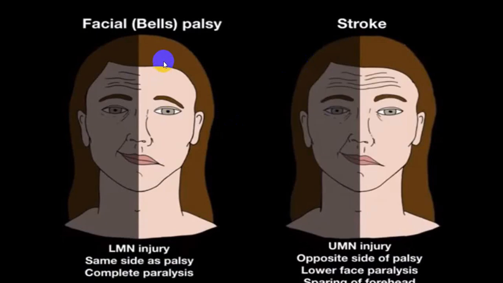Now here you can see complete half of the face gone. Drooping, no furrowing. So this side lower motor neuron. Here furrowing present, only drooping, no nasolabial fold. Lower half of the face gone, upper motor neuron palsy.